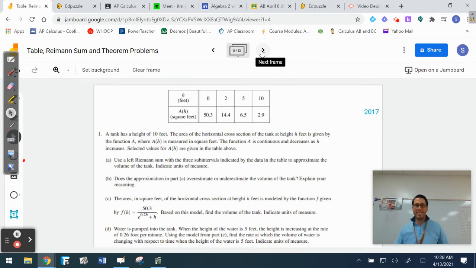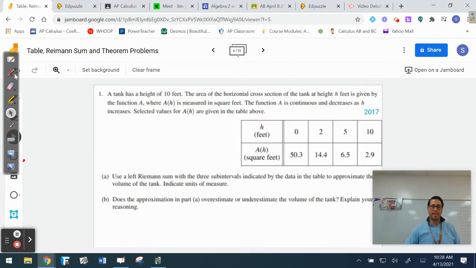Okay, here we go. 2017, we got another table. And part A, let me make sure I'm ready to go here. All right, let's get it. We're dealing with a tank that has a height of 10 feet.